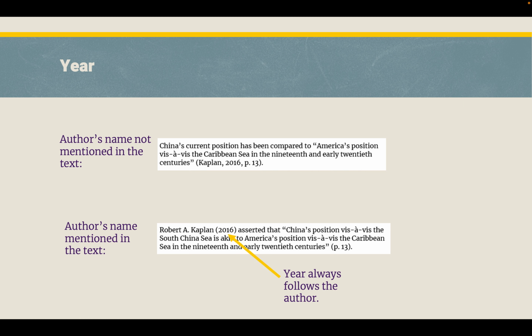If you made the choice to put the author's name in parentheses at the end of the sentence, then the year goes right alongside it, separated by a comma. But this is the rule to remember: the year is always in parentheses, and it always follows the author. Okay? One additional note about the year.